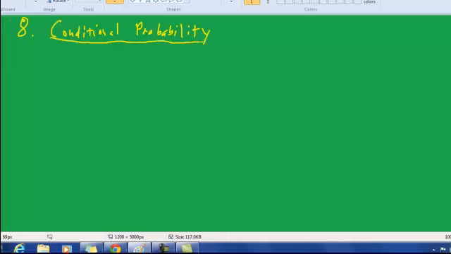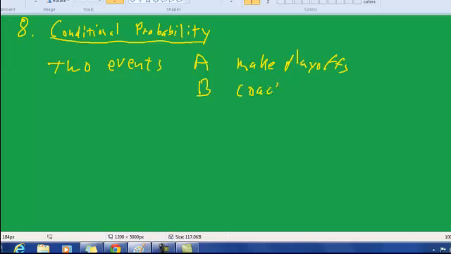So we're still talking about two events, not necessarily independent. We'll call them A and B, and I'll keep using the same events. A is the Redskins make the playoffs, and B is their coach gets fired.